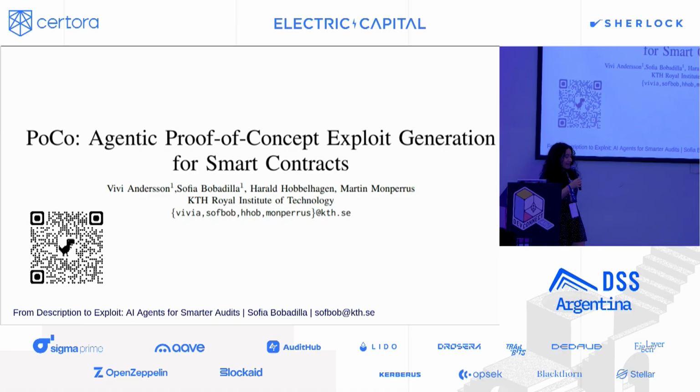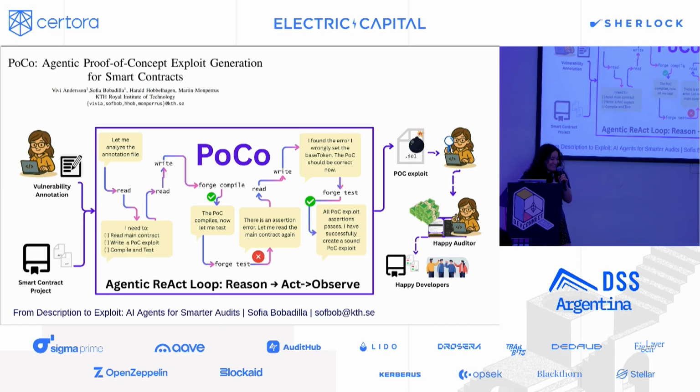And here I put my collaborators. Vivi Andersson is a PhD student on machine learning for security. Harald is a master's student in our group as well, and Martin is my supervisor.